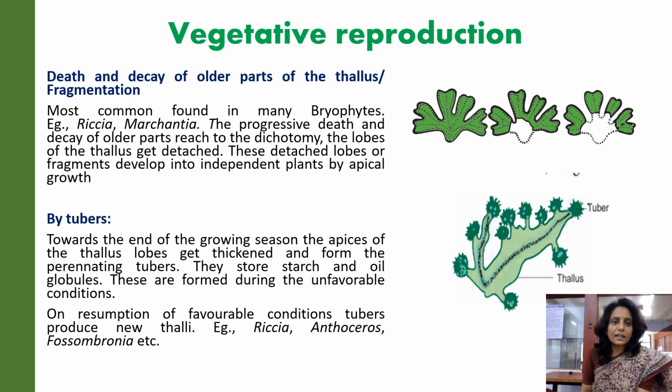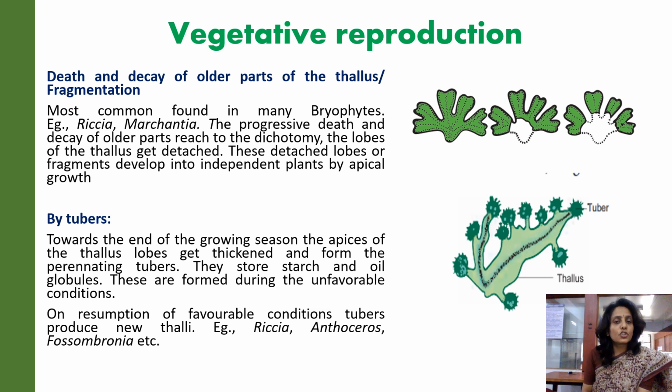The progressive death and decay of the older parts of the thallus reaches the dichotomy. The lobes then get detached, and these lobes can individually grow into a new thallus. Or they can accidentally break up into small fragments, and each of the fragments can develop into a new thallus.